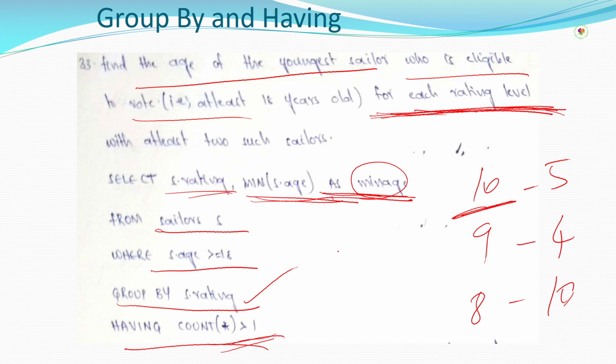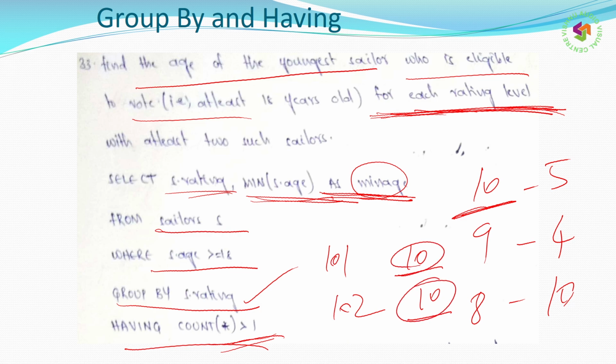So employee 101 got 10, and next 102 also got 10. So count of star greater than 1. If they got rating 10, how many employees got it? Greater than 1, two employees or three employees, whatever the number may be. If more than 1 employee got rating 10, then you can take that as a group.